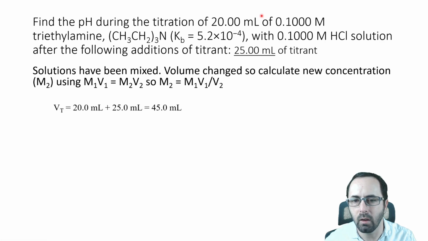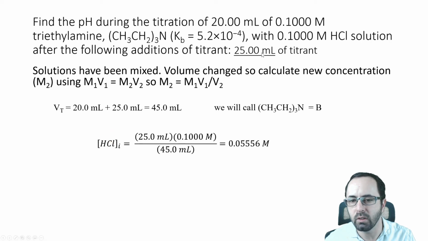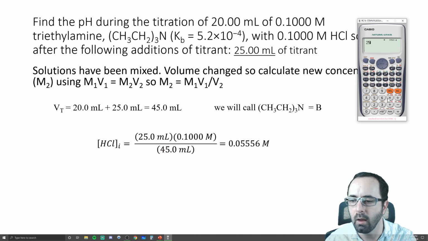The total volume is going to be 20 milliliters of our base plus 25 milliliters of the acid, for a total of 45 milliliters. And we're going to call the base B again. For the HCl, its concentration is its initial volume, 25 milliliters, times its molarity 1, its initial concentration 0.1 molar, divided by volume 2, which was the total volume here, 45 milliliters. So 25 times 0.1 divided by 45 equals 0.05556, with the 5 repeating there.